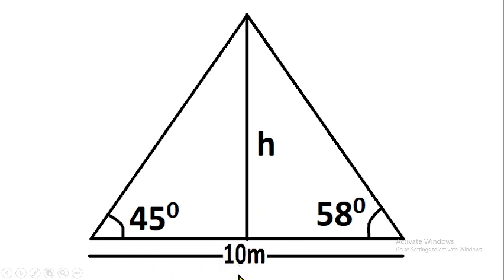And if you look at the diagram given to us, we are only given this side, which is 10 meters. We don't know from here to here. We don't know from here to here as well. We don't know this side and we don't know this side. And our aim is to find the altitude or the height of the whole triangle.